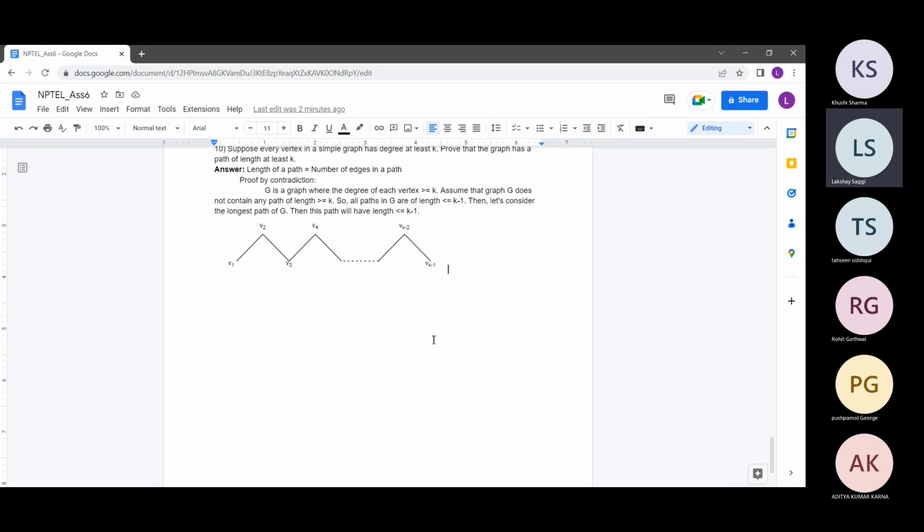Now what we can see is the degree of V1. We also have that the degree of each vertex in G is greater than or equal to k, right? So the degree of V1 is also greater than or equal to k, right, guys?